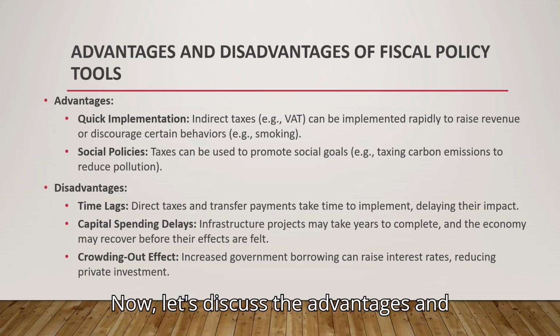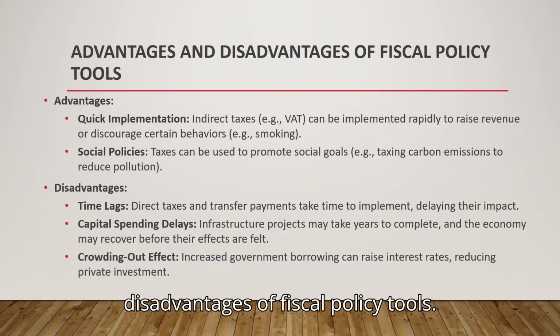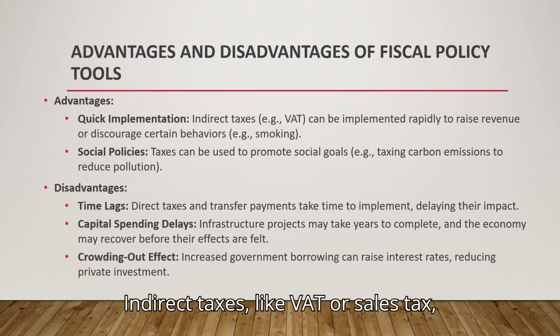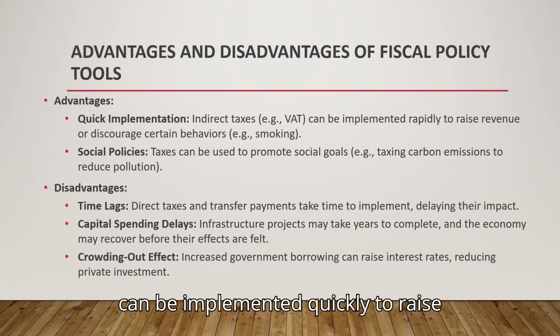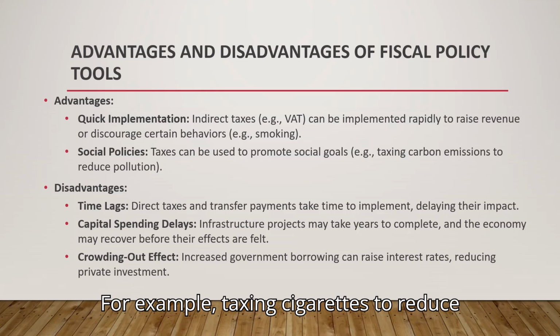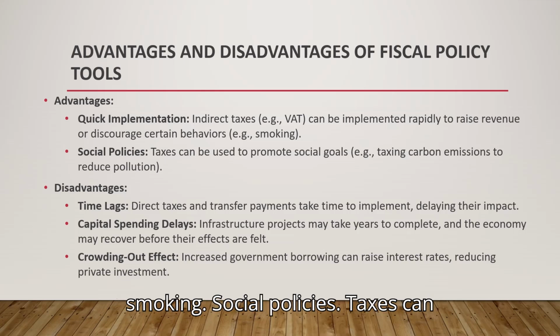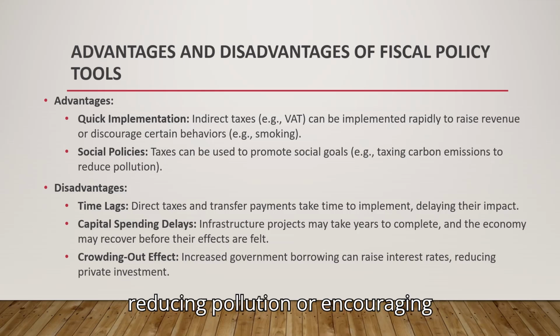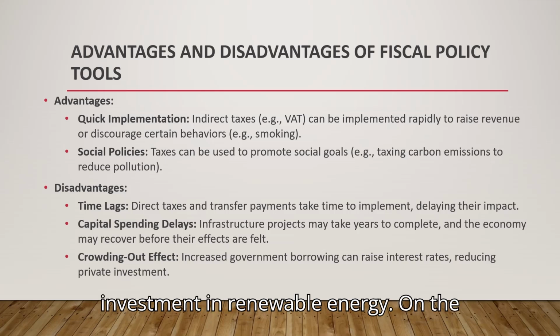Now, let's discuss the advantages and disadvantages of fiscal policy tools. About advantages. Quick implementation. Indirect taxes like VAT or sales tax can be implemented quickly to raise revenue or discourage certain behaviors, for example, taxing cigarettes to reduce smoking. Social policies. Taxes can be used to promote social goals, such as reducing pollution or encouraging investment in renewable energy.